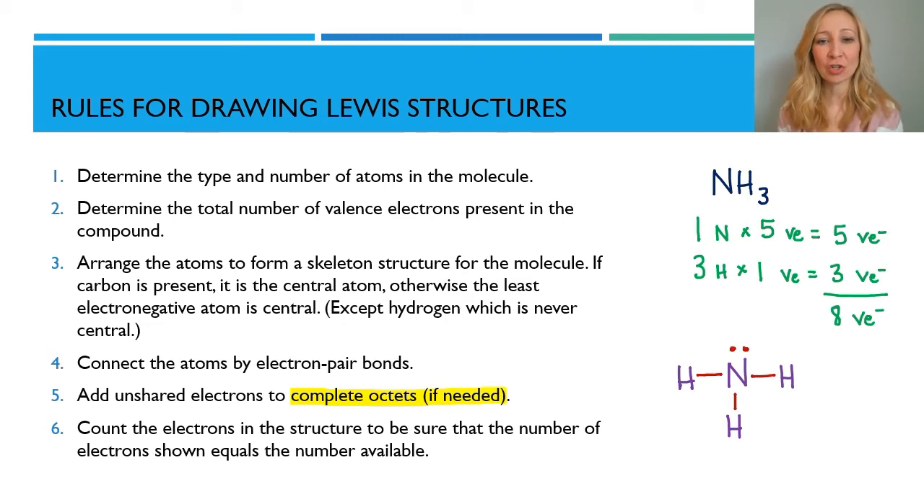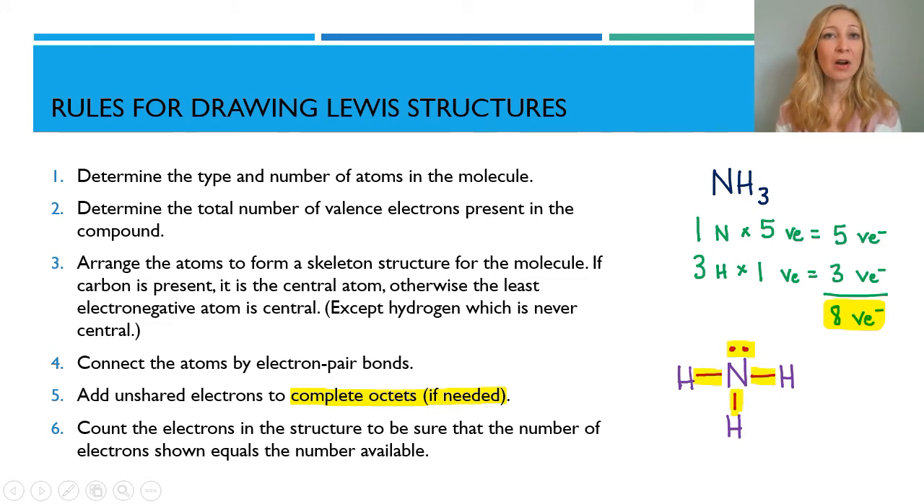We need to make sure that the number of electrons shown in our structure equals the number that we were given to play around with at the beginning. So this structure can only have 8 valence electrons represented on it. Now if we go back and check, of course, 2, 4, 6, 8, we count 8 electrons represented in this molecule. So this molecule is complete, it's done. You have nitrogen in the center bonded to 3 hydrogen atoms, and then on the nitrogen there are 2 electrons that aren't participating in bonding.